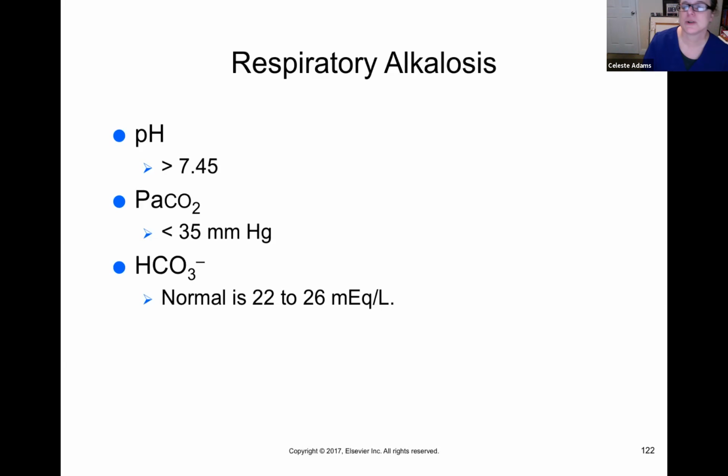And the bicarb is going to be normal here. I know that I just said that they have too much base on board, but initially the bicarb may be normal because the kidneys are coming to help out the lungs in respiratory alkalosis. So this is more of a not enough acid situation. Not enough CO2, not enough carbon dioxide. CO2 is low.